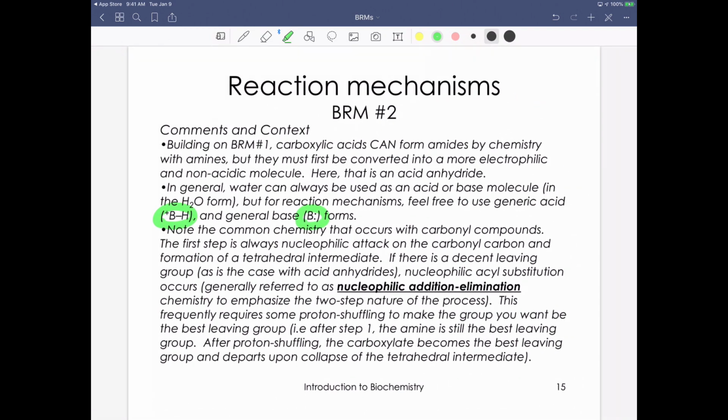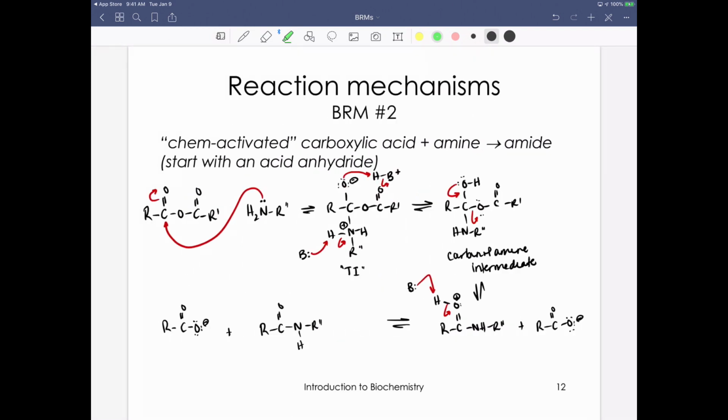So coming back here to highlight that, our tetrahedral intermediate is basically still going to have a good leaving group as that protonated amine. So we do some proton reshuffling using solvent in the forms of a general acid and a general base to deprotonate our amine to make it not a good leaving group, and that allows our carboxylate to be the better leaving group. It departs, and then after deprotonation of the protonated carbonyl, we generate our final amide products.